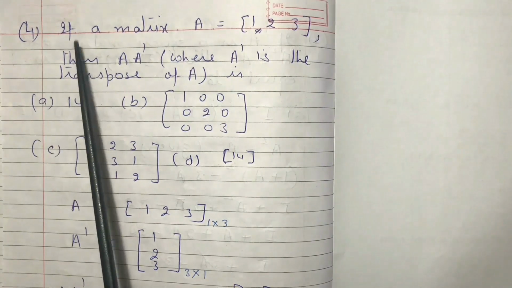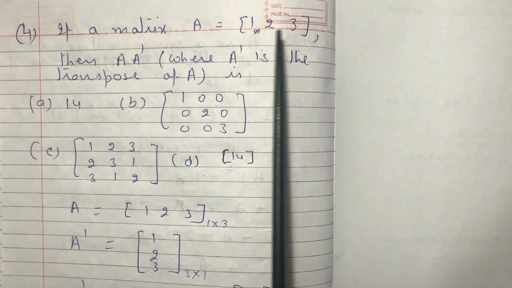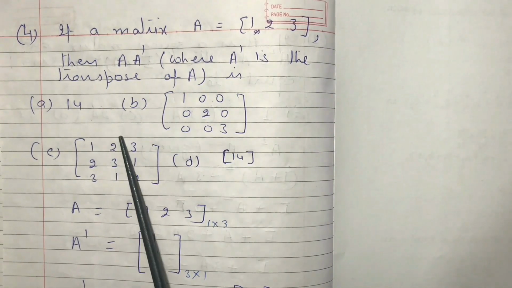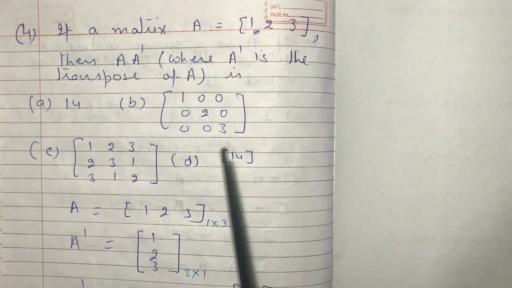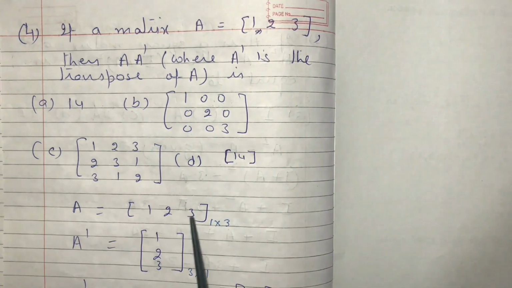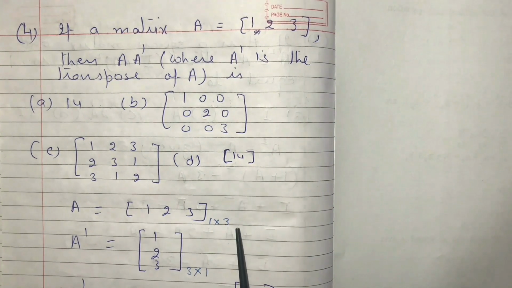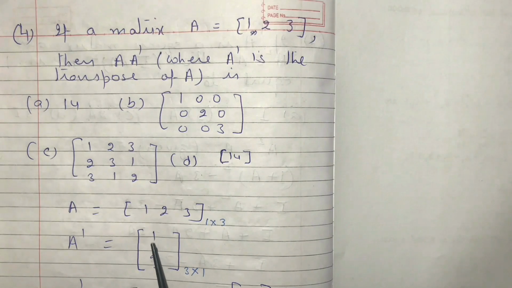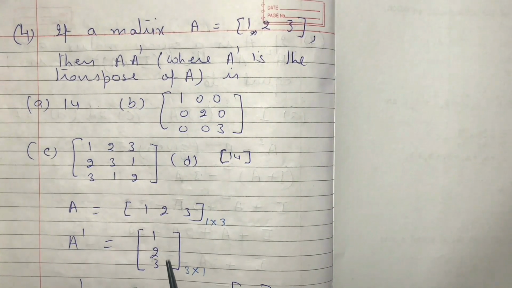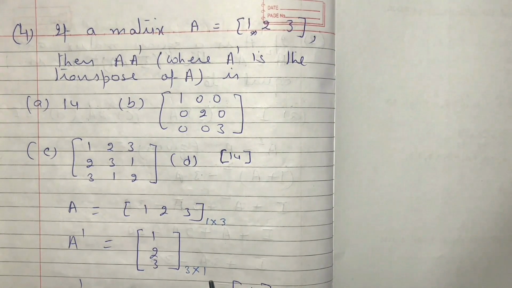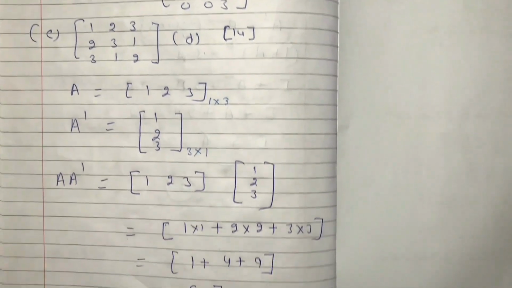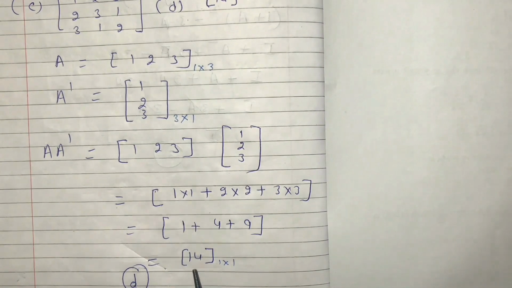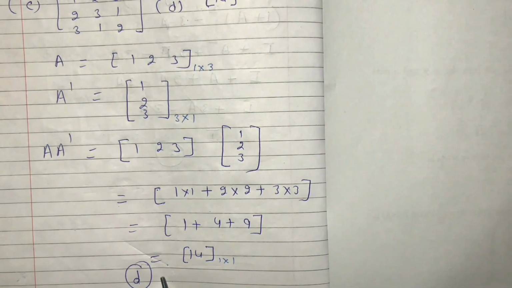Now fourth question is if a matrix A is equal to [1 2 3], there is one row in the matrix, then A dash, where A dash is the transpose of A, is, again there are 4 options. You have to find the right one. Now A is equal to, there is one row in the matrix, so it is 1 into 3. Now A dash is 1 2 3, there is one column, rows become column, so it is 3 into 1. You have to find the product of it. Now A dash, multiply these two. After multiplication you will get this. So D is the option.